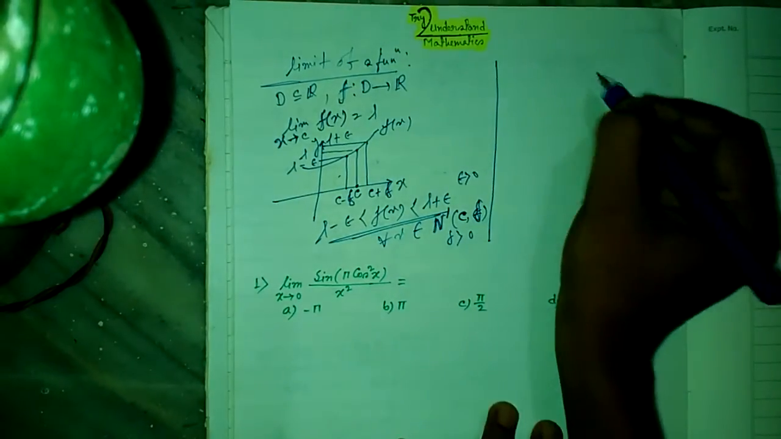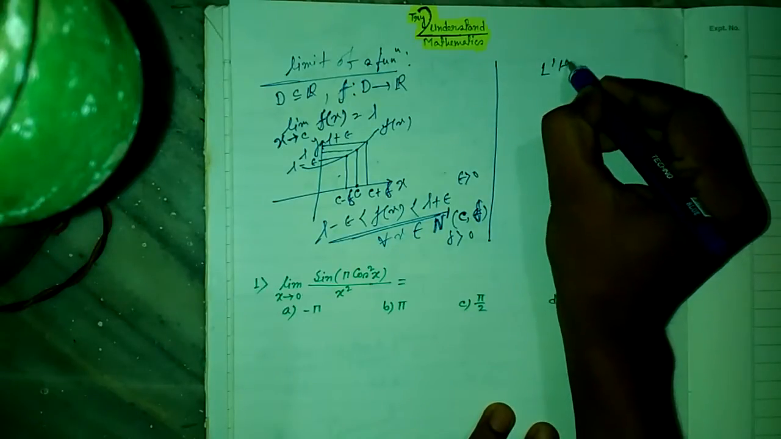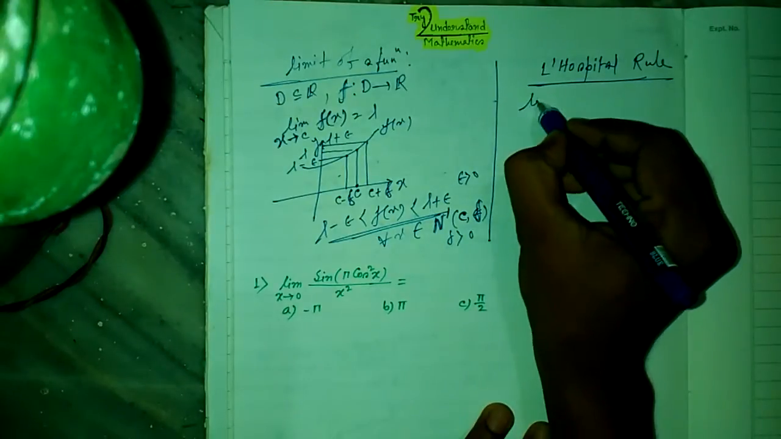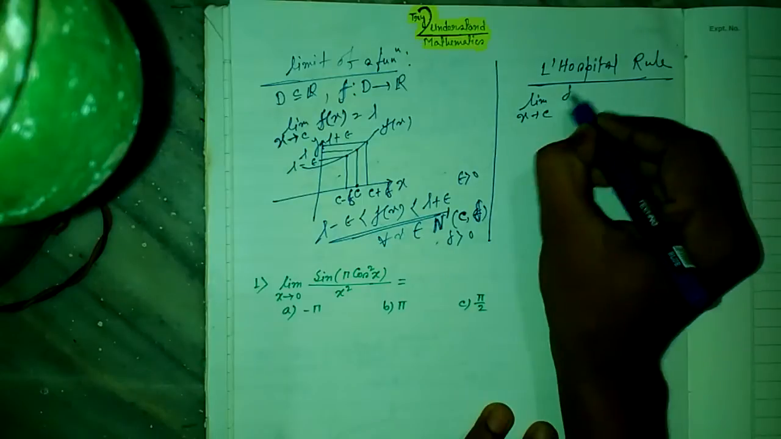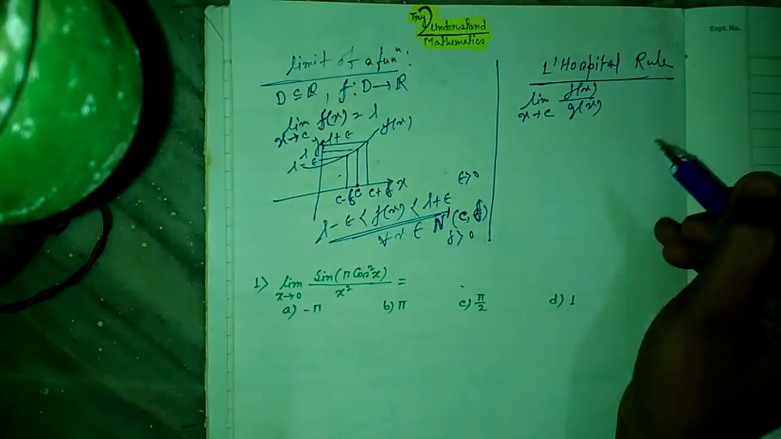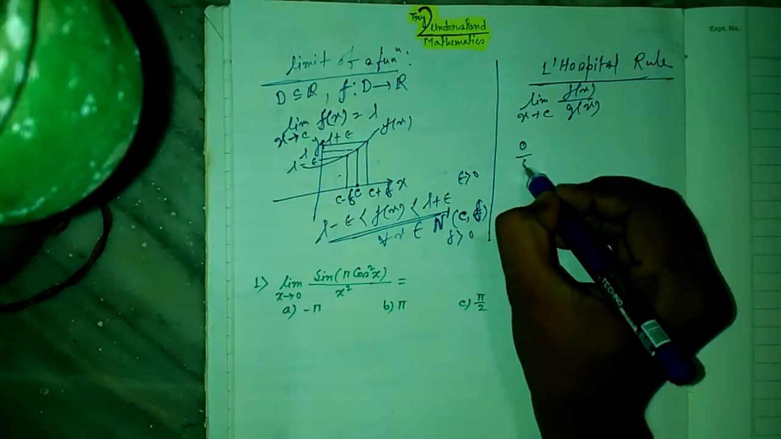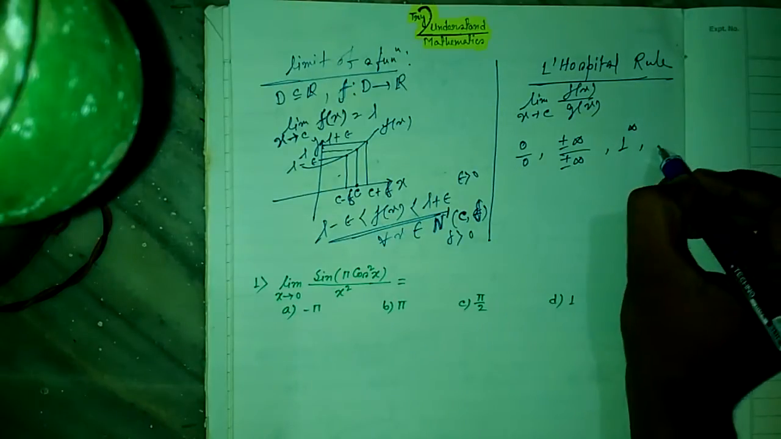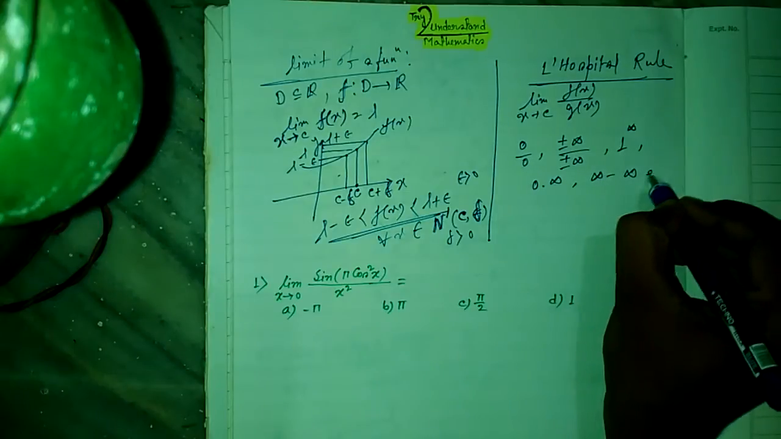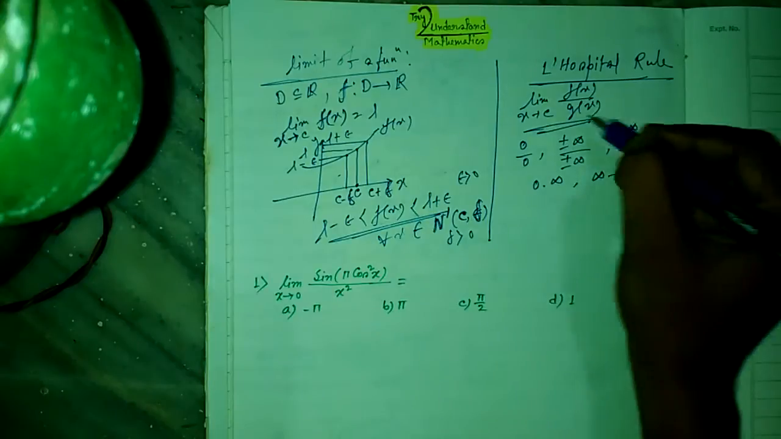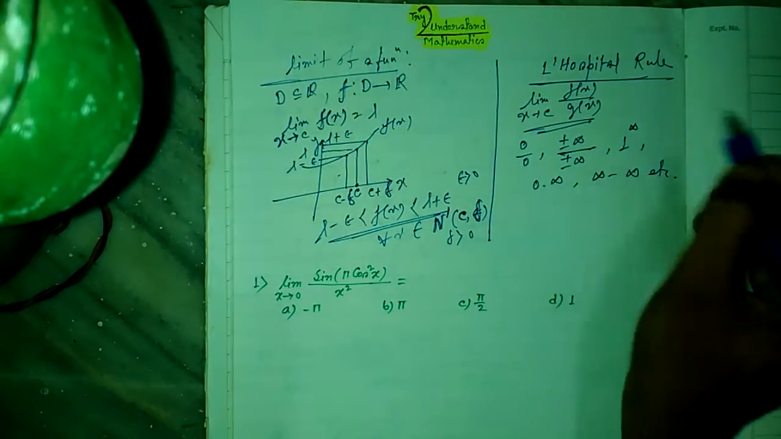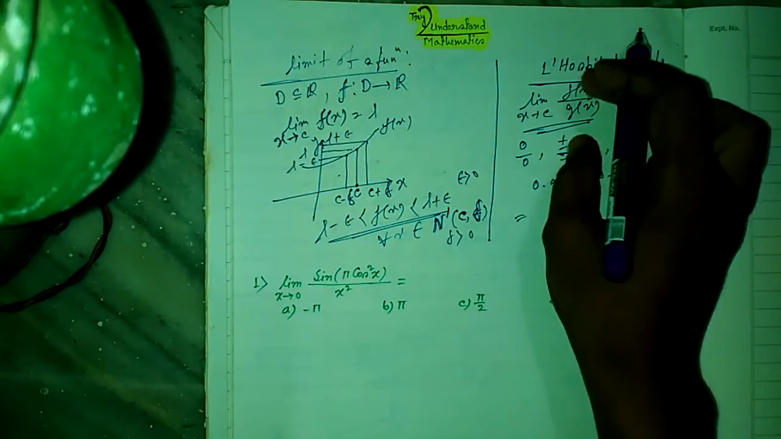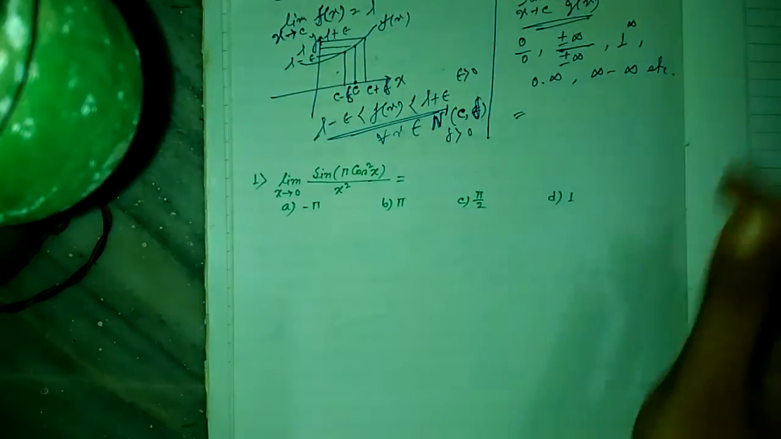For limit we have to know another result, which is L'Hospital rule. This is very important for calculating any limit. We use L'Hospital rule when the form is indeterminate. What type of form is indeterminate? When the form is 0 by 0, plus minus infinity by plus minus infinity, 1 to the power infinity, 0 into infinity, infinity minus infinity, etc. When the limit is in this form we call it indeterminate form. So when this form occurs, we differentiate the numerator and denominator with respect to x, and then we calculate the limit. Okay, understand? Let us take a problem.